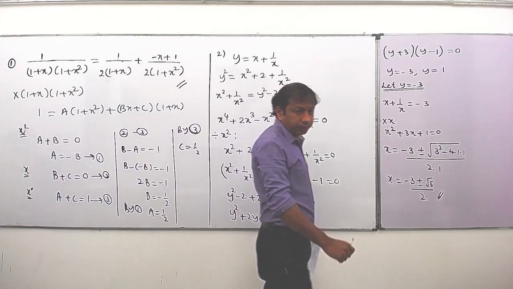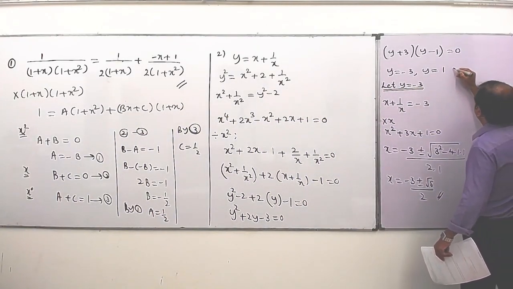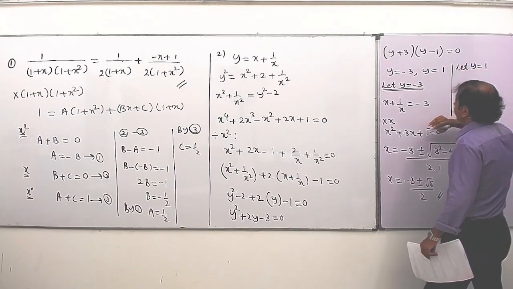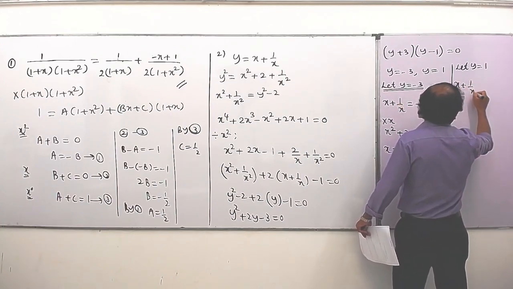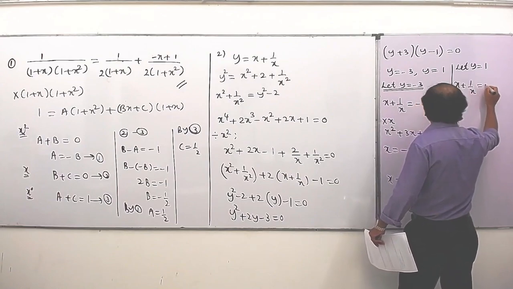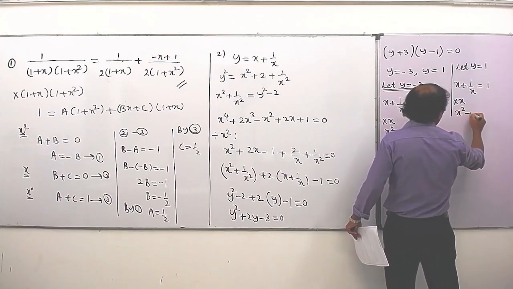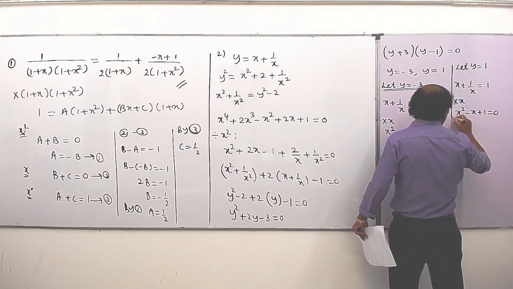Secondly, now we'll take y equals 1. Let y equals 1. Y is this, x plus 1 over x, right, which is equal to 1. Multiplied by x, x squared minus x plus 1 equals 0.